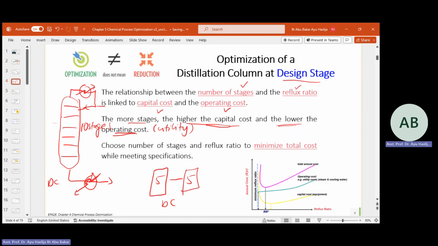For one column of 10 stages, capital cost is high because you increase the stages, to install all the stages, but then you have the high purity, and you reduce the operating costs. If you have two DC, then you have two operating costs for two distillation columns. So that's how the number of stages, reflux ratio, capital cost, and operating cost relate.